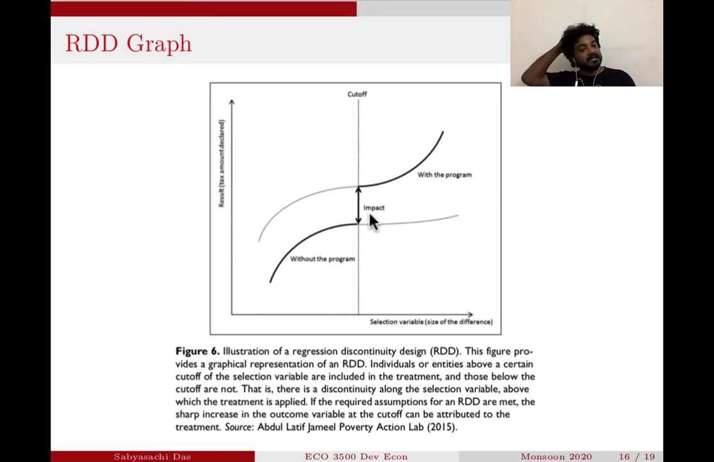Okay, let me give you this example from the paper that I said I worked on, this West Bengal World Bank project.